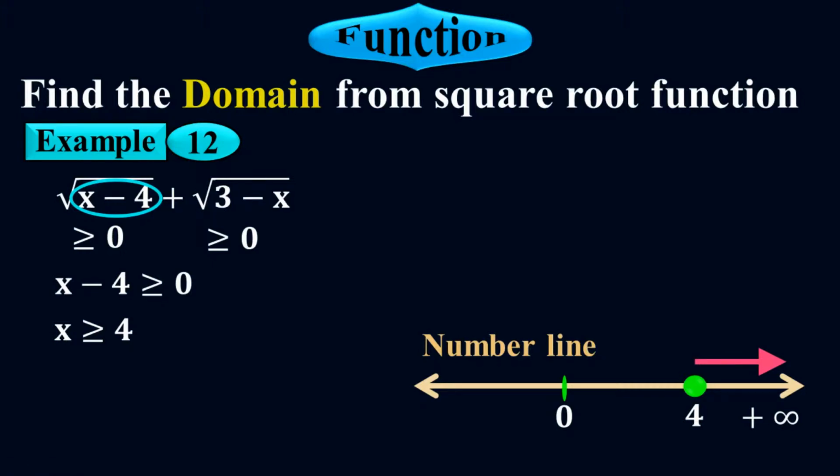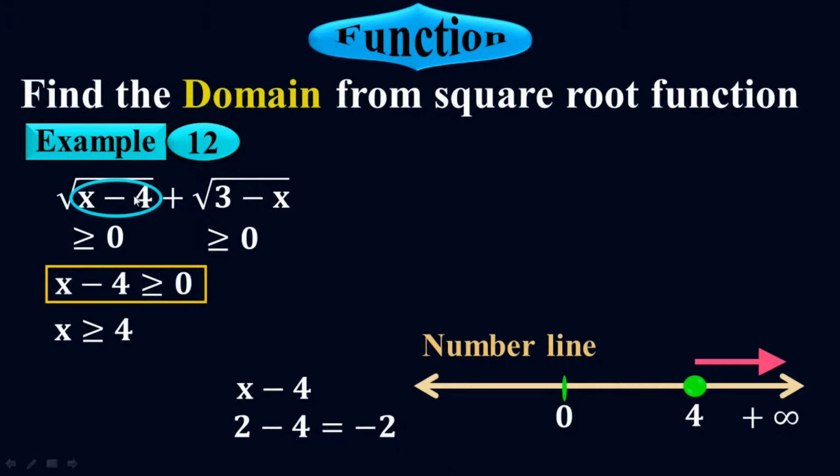Let me do a simple test. Let's suppose I put something less than 4, which means I'm going in the left direction, less than 4 like 3, 2, 1, 0. Let me substitute any random value for x which is less than 4, like 2. 2 is less than 4. 2 minus 4 is negative 2. I got a negative number, and the rule says that you should not have any negative number inside the square root. So my test has failed when I go in the left direction, which is less than 4. I cannot put something less than 4 in this direction. It has to be greater than or equal to 4.